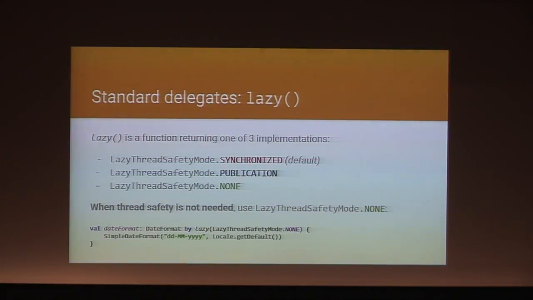And finally, there are a few built-in delegates in the standard library, and one of the most useful ones is lazy, to do initialization the first time you are reading a field. If you don't pass any argument to lazy, it's going to actually use double-checked locking every time you are reading the field, which is kind of expensive. So if you know that you are always reading the field from the main thread, for example in Android, then you can safely pass the argument LazyThreadSafetyMode.NONE, and then it's going to do no locking at all.